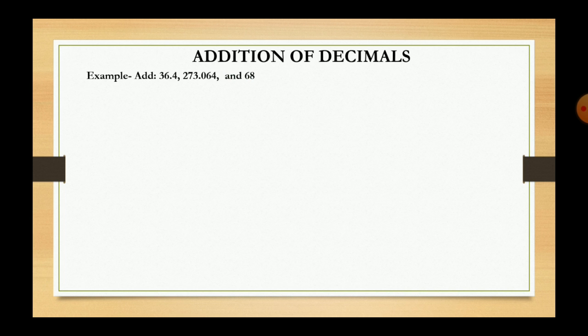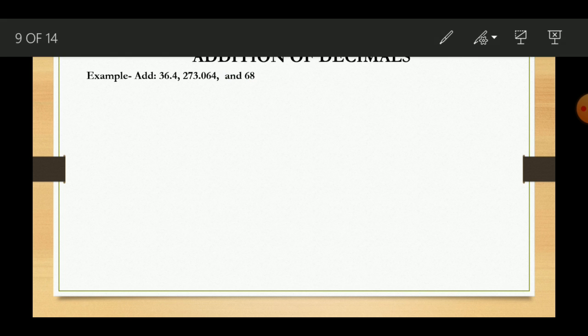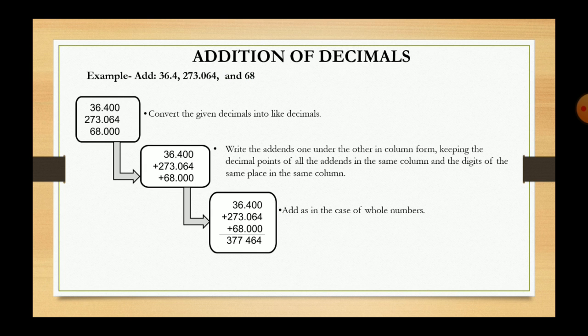So 273.064, 36.400 and 68.000. As we are doing the addition, let's add them. To add them, write all the addends one under the other in column form, keeping the decimal points of all the addends in the same column and the digits of the same place in the same column.